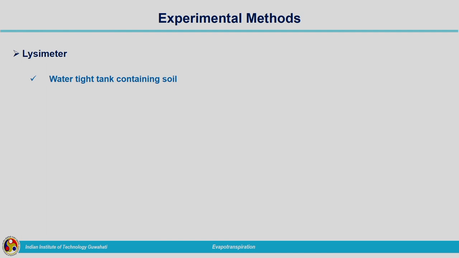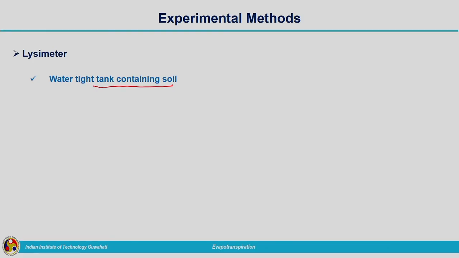Lysimeter is a watertight tank containing soil. When we were talking about estimation of evaporation, experimentally how did we determine that? That is by using evaporation pans. Standard pans were available. Those pans can be utilized for calculating the evaporation. And here in this case, we will be using a lysimeter, the tank which is used for computing or estimating evapotranspiration.